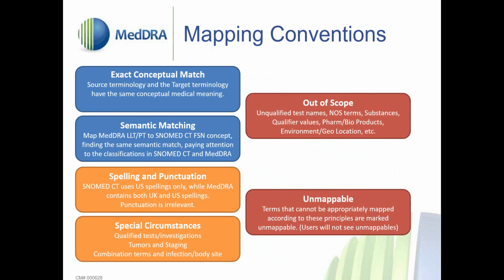There were a number of terms that could not be appropriately mapped according to the principles agreed, and these were determined to be unmappable. In the final map products that are available on the SNOMED International and the MedDRA.org website, you will not see any of these terms that were designated as unmappable, but there was a percentage of terms that were designated as unmappable.